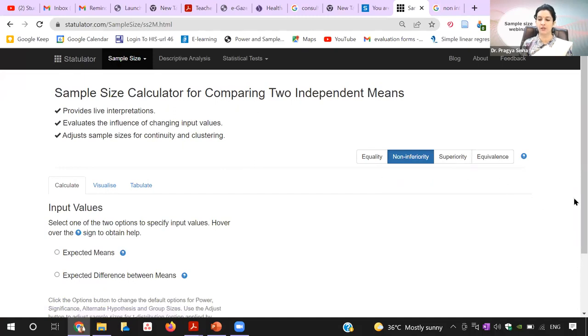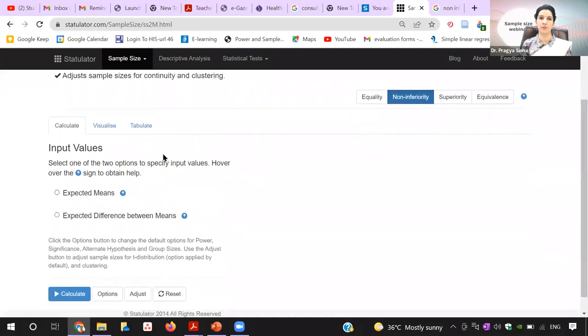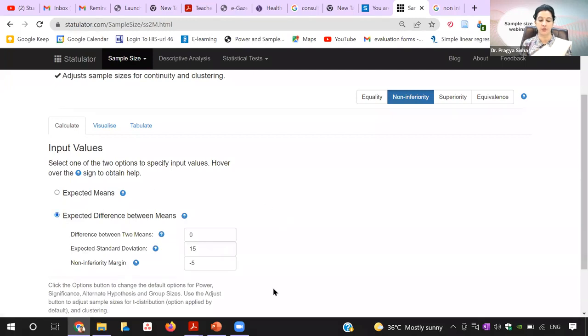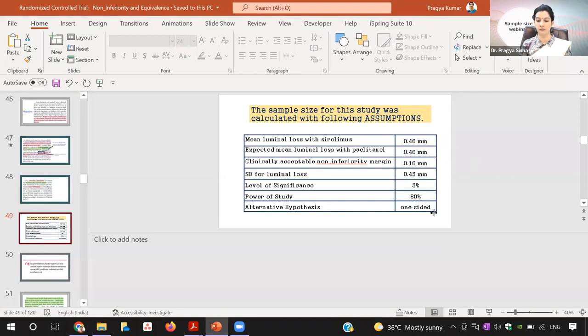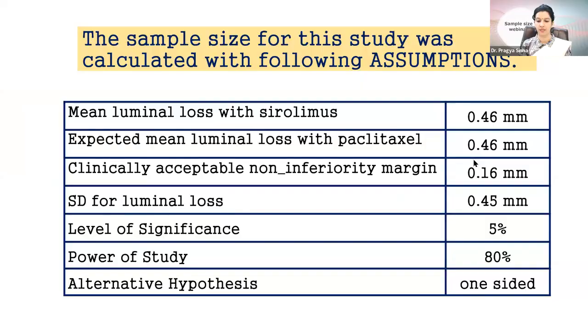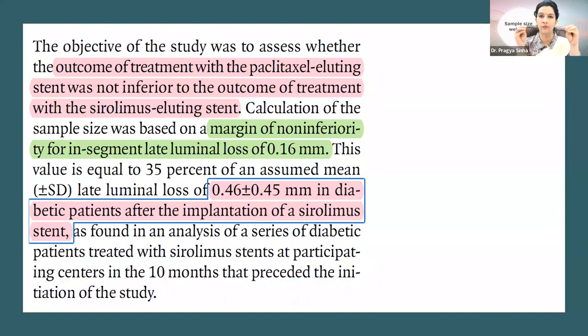If you click non-inferiority, you will see that there are 2 options, expected means and expected difference between the means. I have clicked this. So you will see why I have fixed this as 0.46. If you go back, in this case, 0.46 was the luminal loss with the sirolimus. So this author has accepted that the newer treatment will have not more than 0.16 of the existing one.